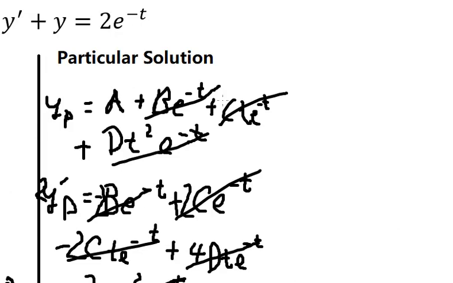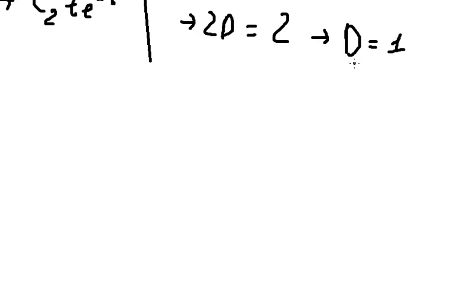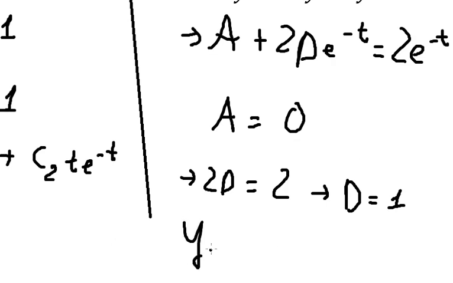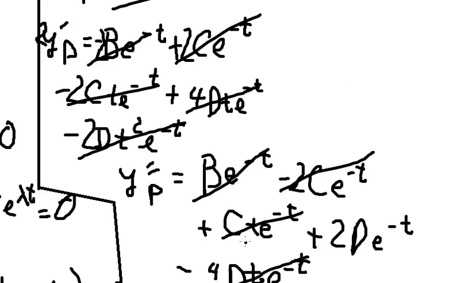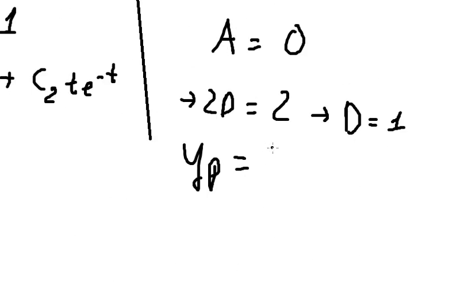So after we eliminate everything in here, we see that a equals number 0, b, c equal to number 0 because they just eliminate in here. But we can find d. So yb in here should be t squared e to the power of negative t. And this is the final answer.